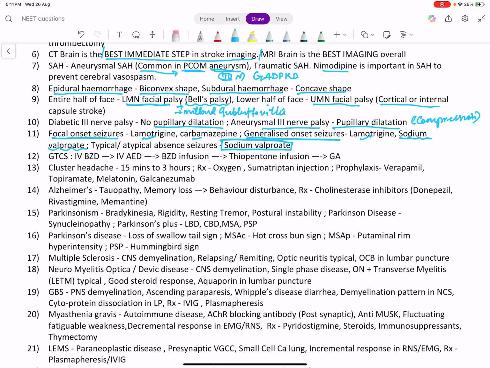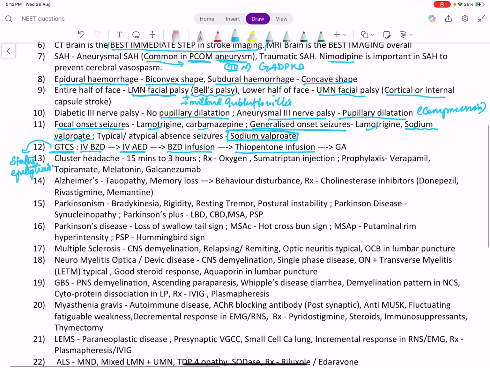If there is generalized tonic-clonic seizures producing status epilepticus, first we should give an IV benzodiazepine like midazolam or lorazepam. If it fails, then we give an IV anti-epileptic drug, which could be phenytoin, fosphenytoin, levetiracetam or sodium valproate. Still, if it continues, we should give a benzodiazepine infusion. Still, if it continues, we should give thiopentone, that is a barbiturate infusion. Last step, we should go for general anesthesia.